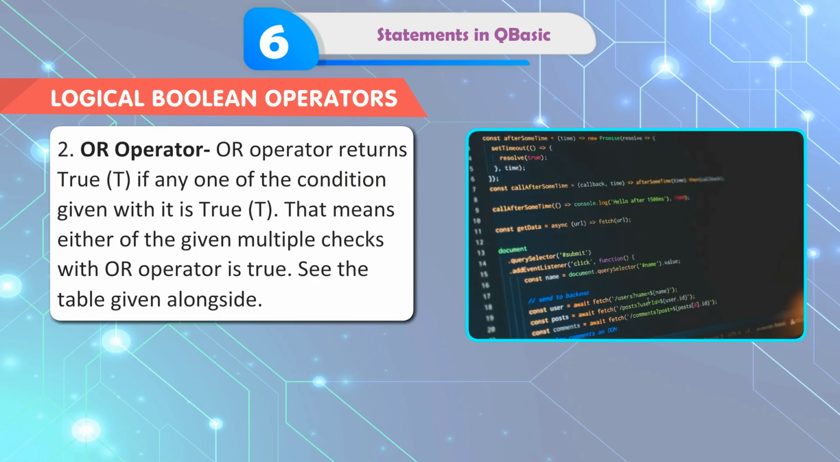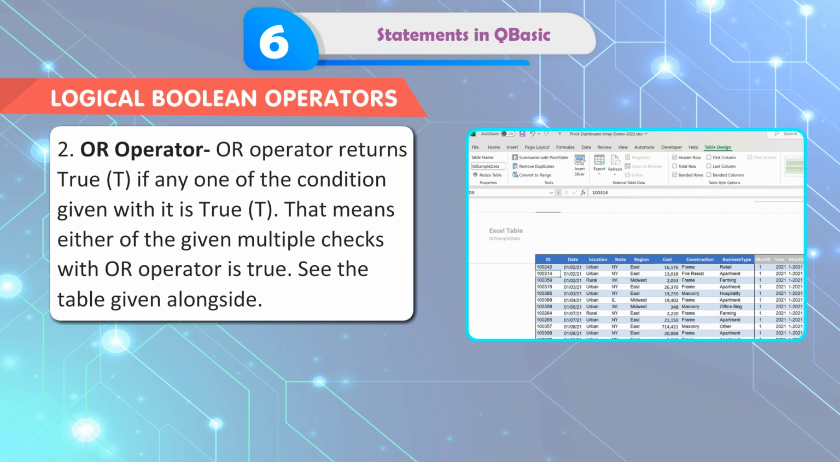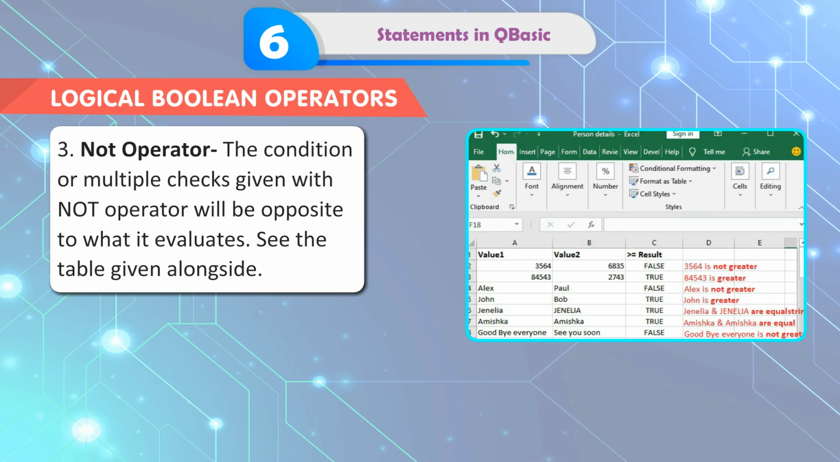2. OR operator. The OR operator returns true if any one of the conditions given with it is true, that means either of the given multiple checks with the OR operator is true. See the table given alongside. 3. NOT operator. The condition or multiple checks given with the NOT operator will be opposite to what it evaluates.